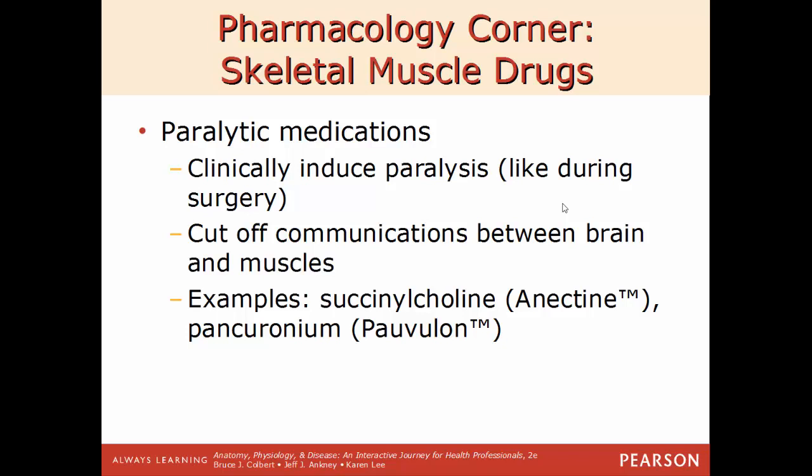Some paralytic medications. These will clinically induce paralysis, such as during surgery. What happens here is these meds will cut off communications between the brain and the muscles. Muscles will only contract when they're told to contract by the nervous system. So if they aren't told to do anything, they won't do anything. So that's what happens with these drugs. Some examples: Anectine and then Pavulon.